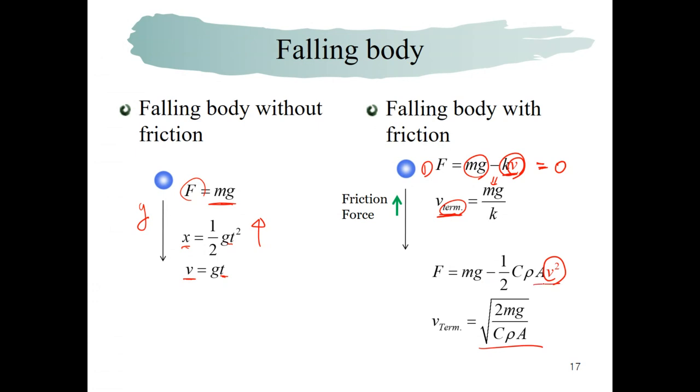And in this case, they reach the terminal velocity very quickly. So anyway, depending on the damping or friction mechanism, the force can be proportional to v or to v squared. But in many cases, friction force can be described by the linear or the square term of v.